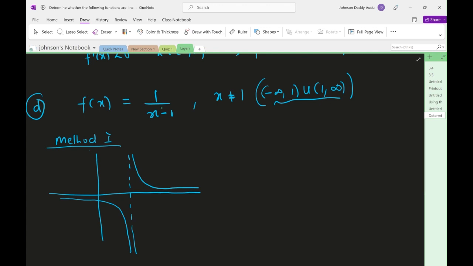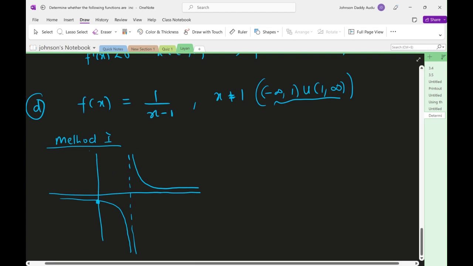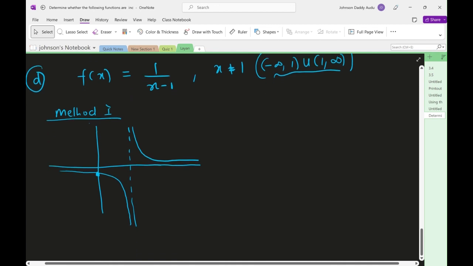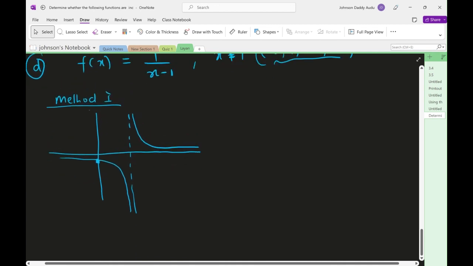And you can see from the graph, what is your y-intercept? Your y-intercept is when x is equal to 0. If x is equal to 0, you're going to have -1. So this is our y-intercept. So this is the graph.